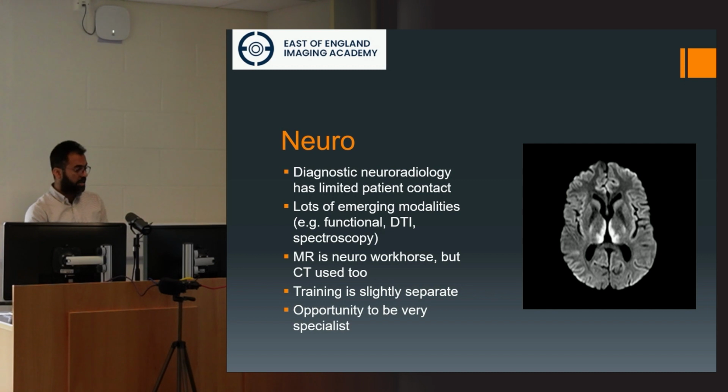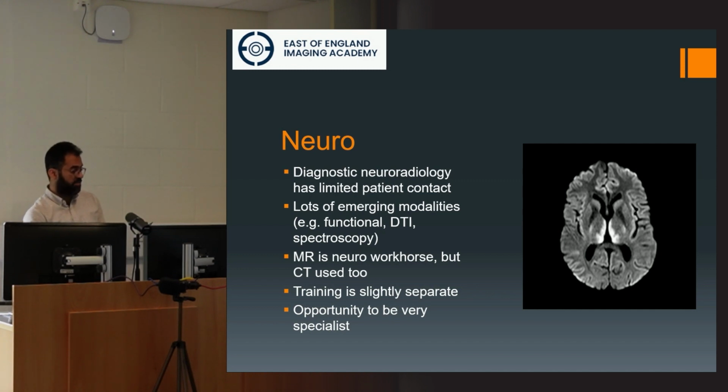Again, neuro. It has limited patient contact. Obviously, you don't come in contact with these patients much, and loads of emerging modalities are coming in neuro. All the new MRI sequences, fancy scans, spectroscopy, all these come into play in neuro as well. MR is basically the workhorse, because in neuro you want to look for subtle things, like subtle TIAs, subtle strokes, subtle space-occupying lesions, or subtle changes. All these are picked up well at MR. And there's the opportunity to be very specialist as well. You can subspecialize in neuro too, so it depends on you.